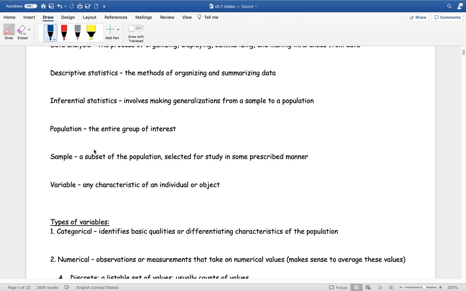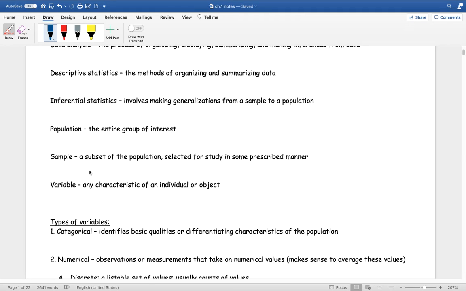Population is the entire group of interest. An example here would be all high school students in the United States. That would be a population. Usually when it comes to population, you know it's a population when it says all in front of it. Now, if it has a specific number, it's usually a subset of the population, so a sample of it. An example here would be 800 high school students in the US.